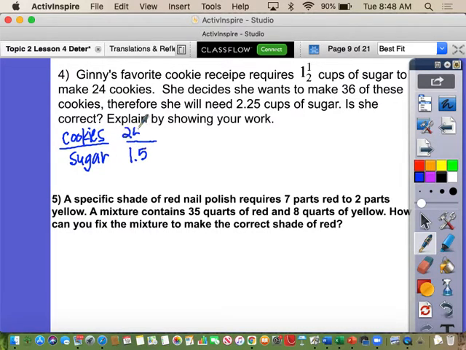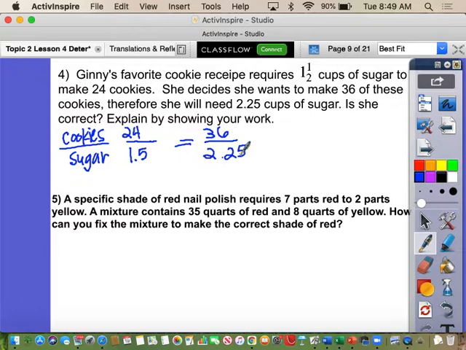Okay, and that makes how many cookies? 24. Okay, and then we want to know how much sugar it's going to take for her to make 36 cookies. So we're changing those cookies from 24 to 36. And we want to know if 2.25 would be the right amount of sugar.